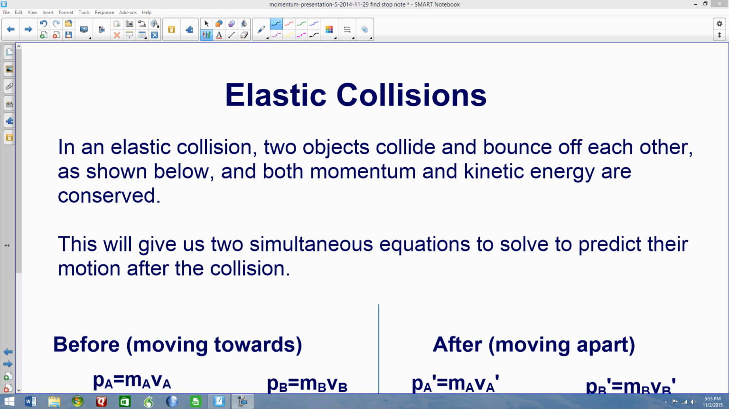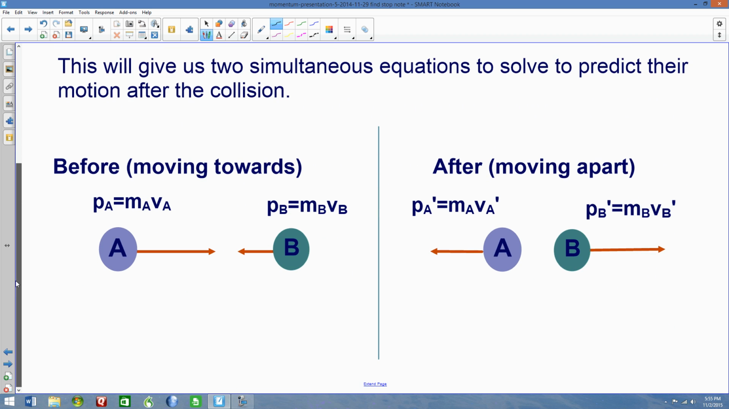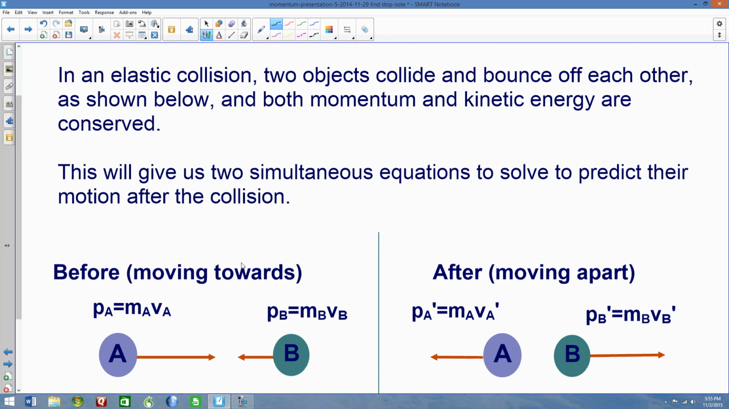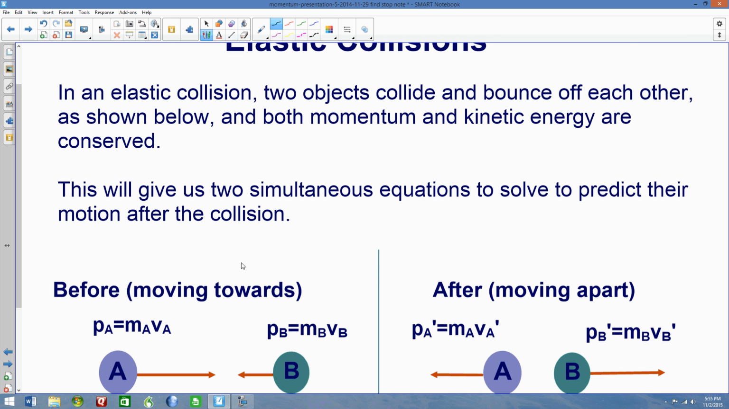This lecture is on elastic collisions. In an elastic collision, two objects collide and bounce off of one another. Let me show you that. We can see here that A and B collide into one another and they bounce off from one another. And what this means is that both momentum and kinetic energy are conserved.